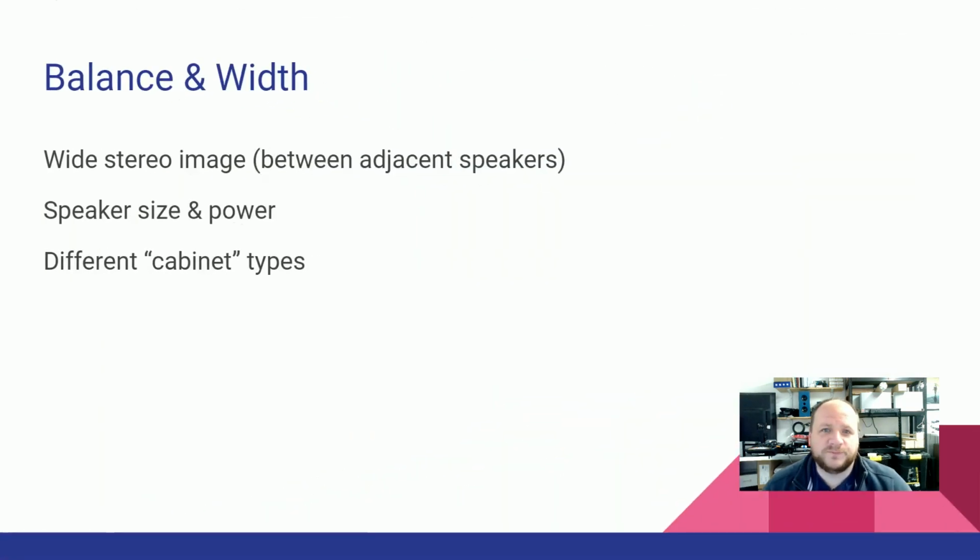Balance and width. That's something to consider. What do I mean by that? First of all, looking at stereo image. You want to create essentially a wide stereo image between any two adjacent speakers. What does that mean? That sounds crazy because you think, well, you don't want stereo between your front and rear channels or whatever, but you need to virtually visualize how things might sound, or you can even plug it into an amp and test it out for yourself. But what's meant by that?